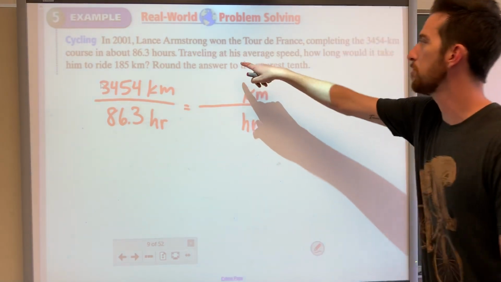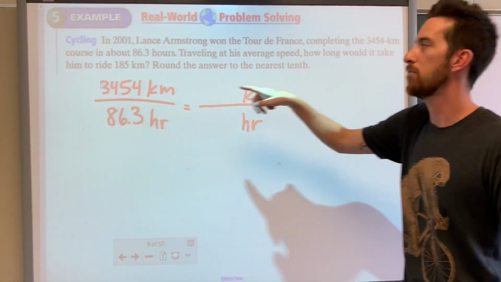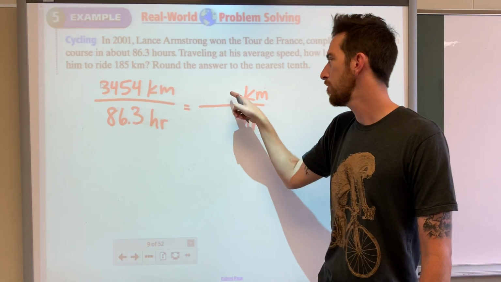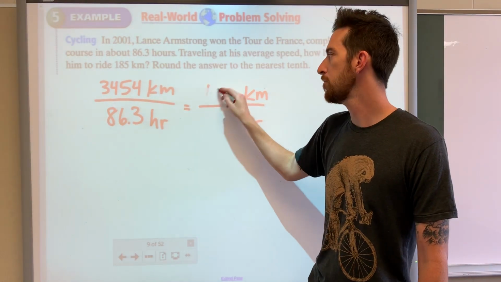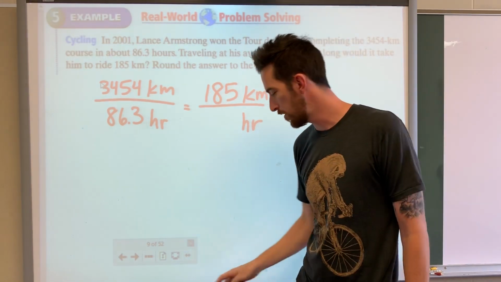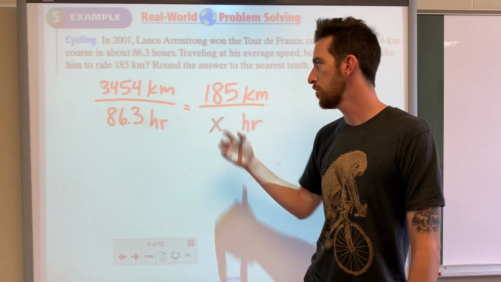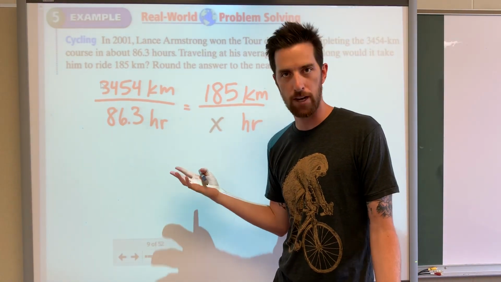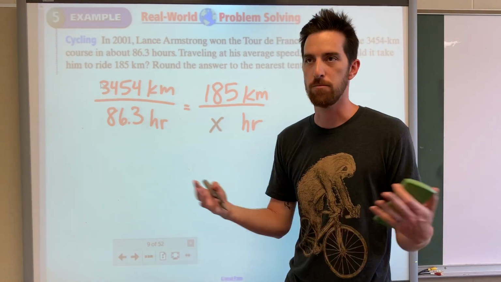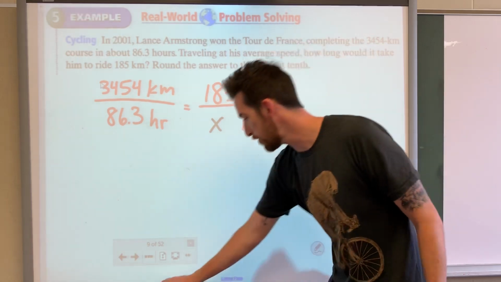So let's see what else they give him. Traveling at this average speed, how long would it take for him to ride 185 kilometers? So, kilometers, 185. We don't know how long it's going to take. That's our unknown. So let's just give it a variable like x or whatever. Once you have it set up, the units don't matter that much until the end. We know it's going to be something hours, so it might be 54 hours or something like that. But let's solve it. We cross multiply.